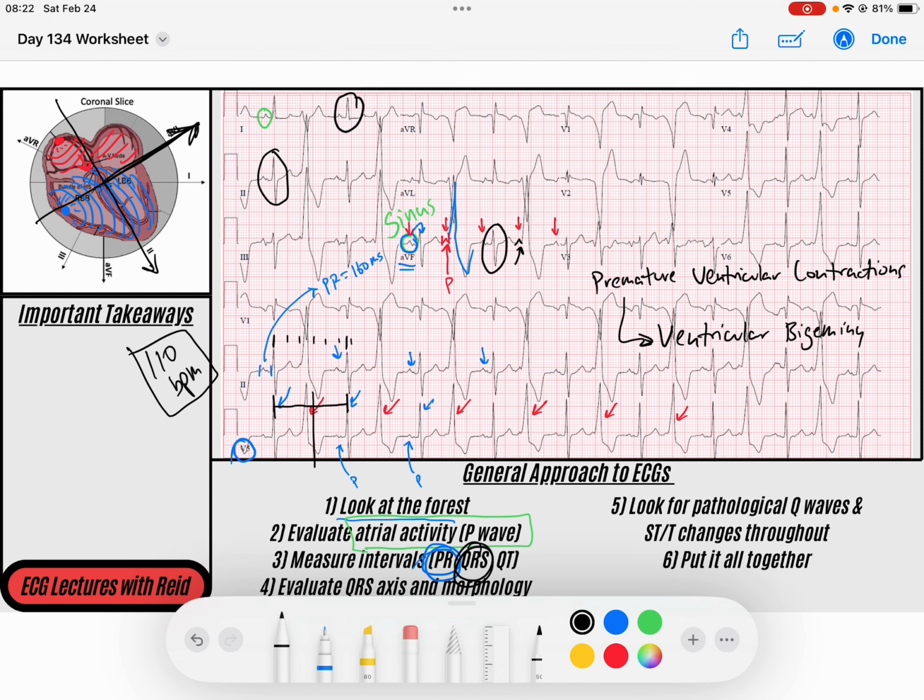So we've got an axis of maybe negative 30 degrees, right? Negative 30 degree axis. So we have some type of leftward axis shift, not complete left axis deviation yet. Anything more than negative 30 would be left axis deviation, right? Okay. And let's take a look and see how our R wave progression is.